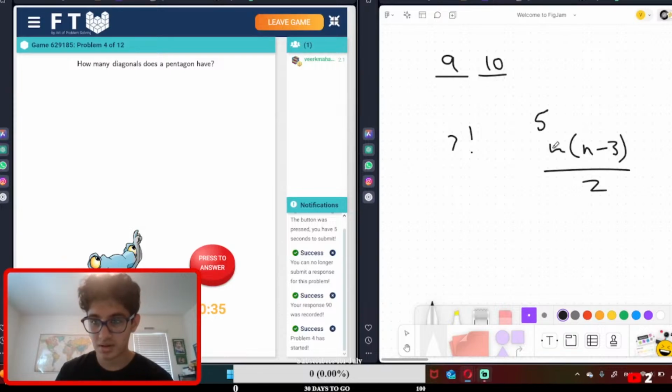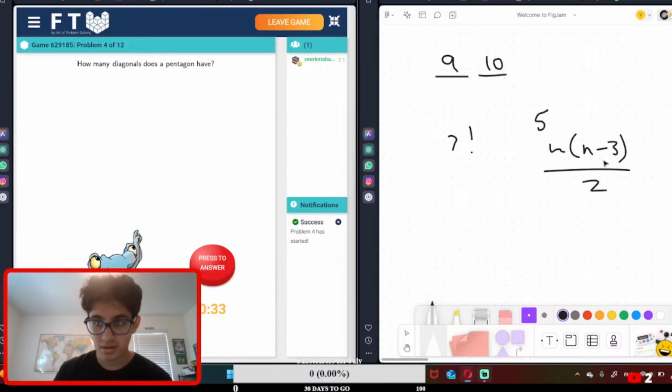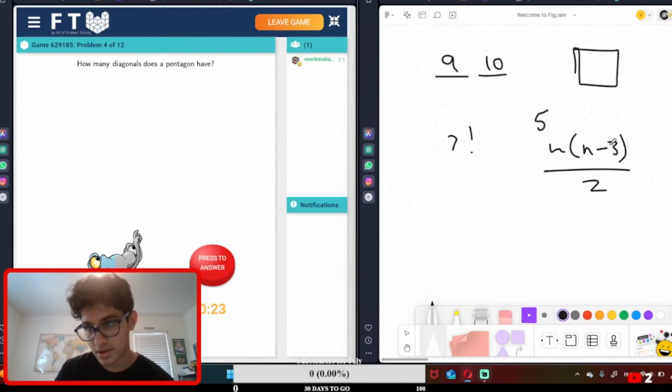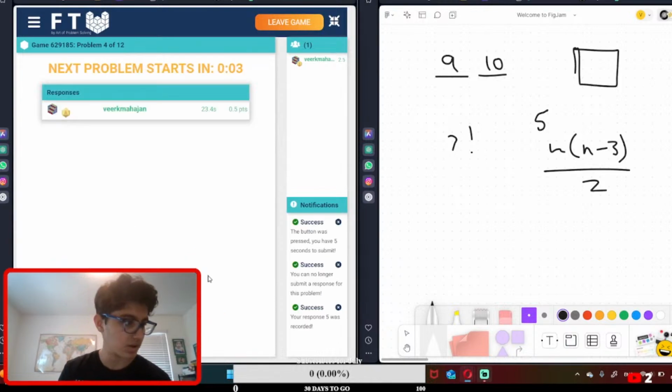Wait, this is wrong. I think it's n times, in a quadrilateral. How much is it? It's 4 times 1 over 2. So in a pentagon, it'll be 5 times 5. It might just be 5 actually. I'm not sure. Yeah, I thought I misremembered the formula.